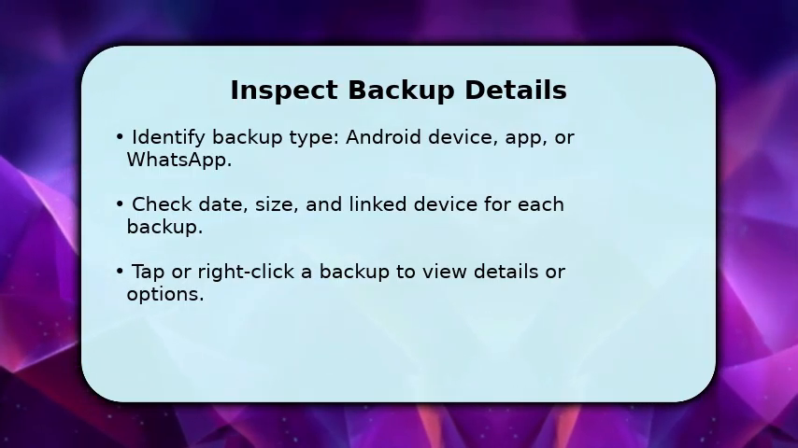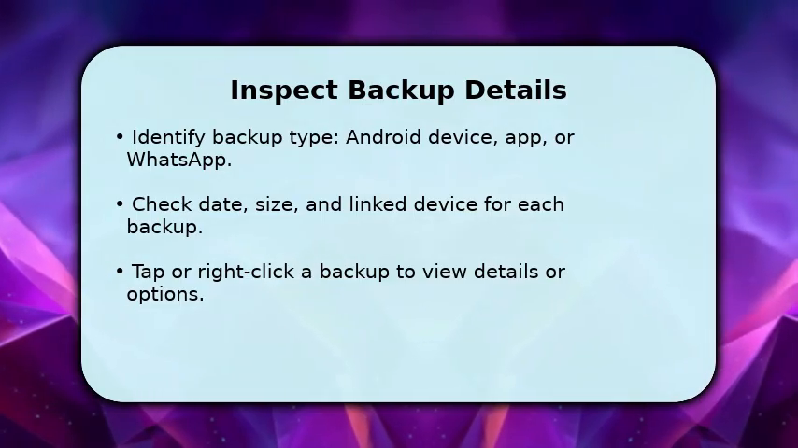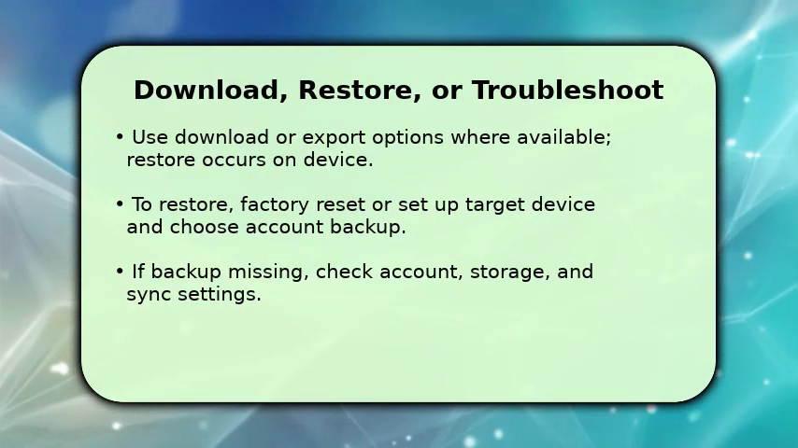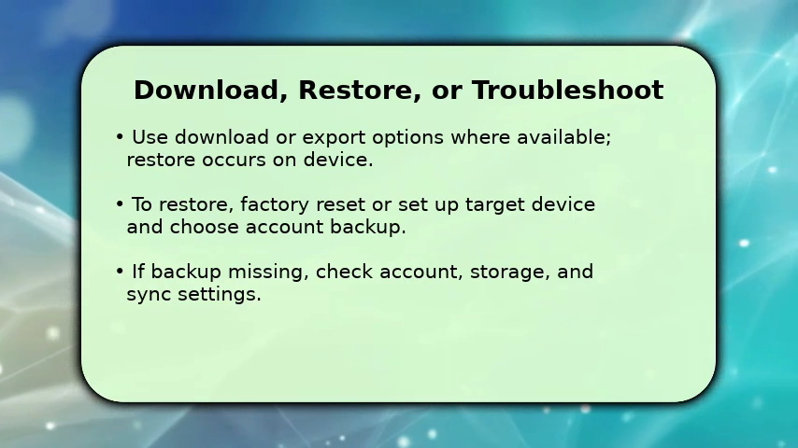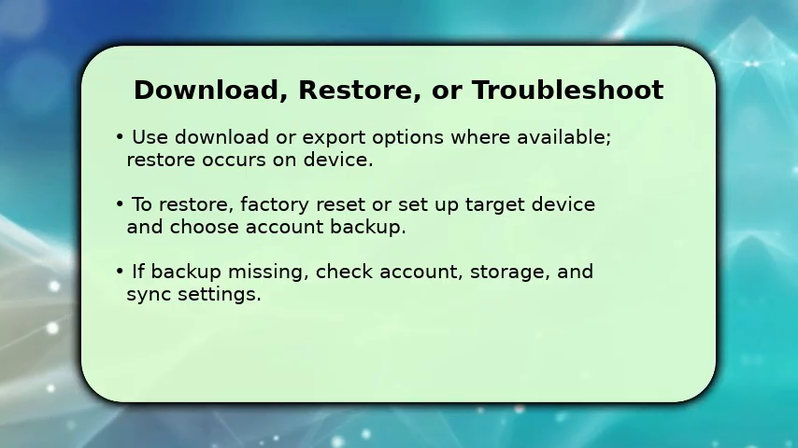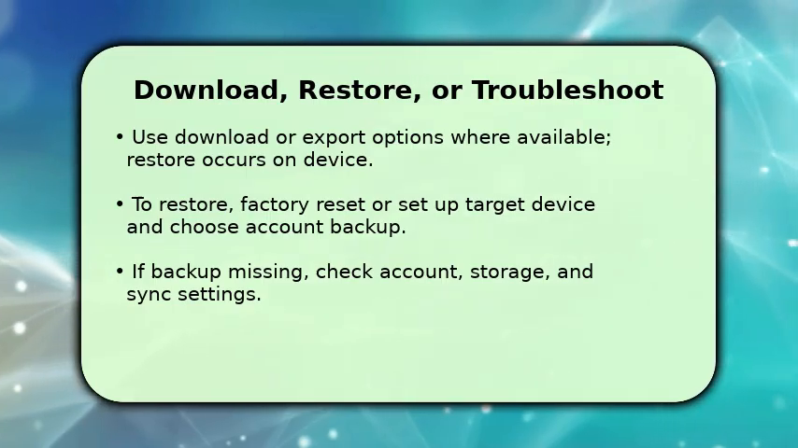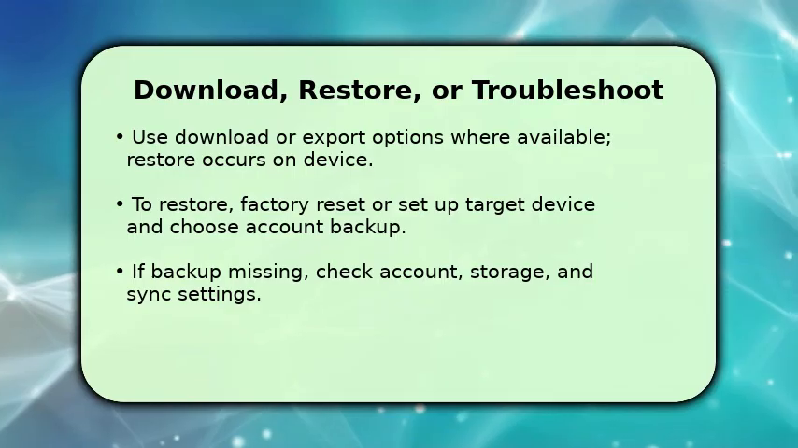If you need file-level items like photos, confirm whether they are in Google Photos or in Drive storage. To retrieve data, download available exports or prepare to restore to a device. Restores usually happen during device setup when you sign into the same Google account and choose the desired backup. If you only need files, use the three-dot menu to download available items.